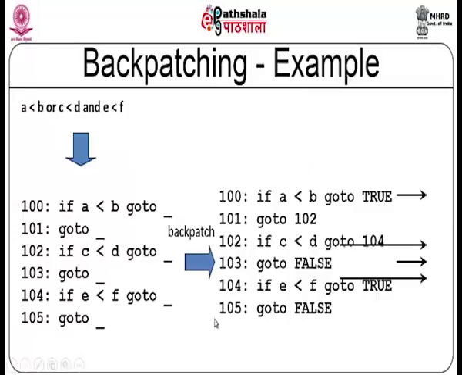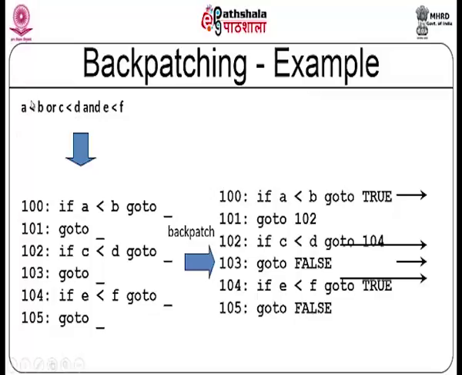Now, let us say this is going to be the example. We will look at how this basically looks and then we will come back to how to do this based on the syntax directed definition. Supposing I have A < B or C < D and E < F, we know the code corresponding to this. Now, I am not going to generate labels here, I am going to simply say a dash, meaning that I do not know.